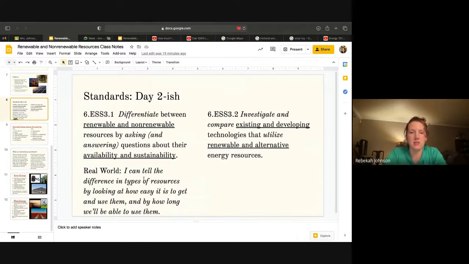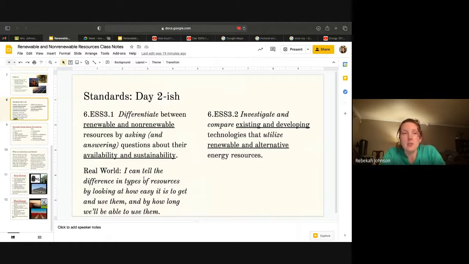I can tell the difference in types of resources by looking at them and by seeing how easy it is to get and to use them. That's that availability issue, and how long we'll be able to use them. And that's sustainability. Is it short term, long term, in perpetuity, meaning forever, whatever.